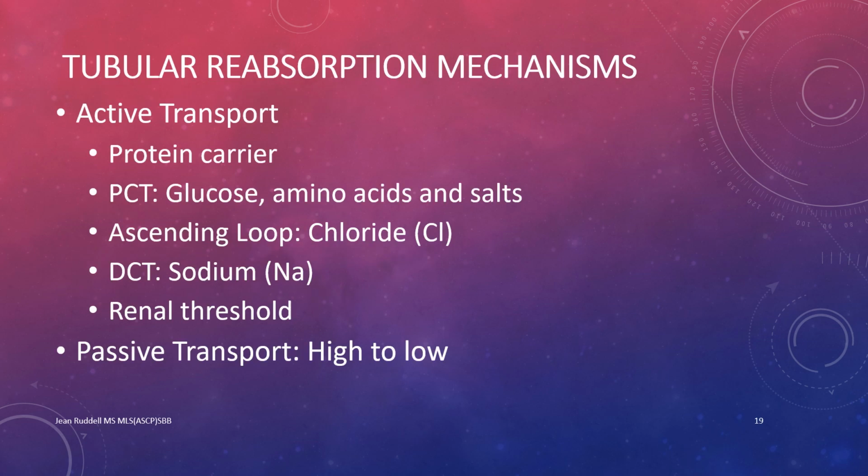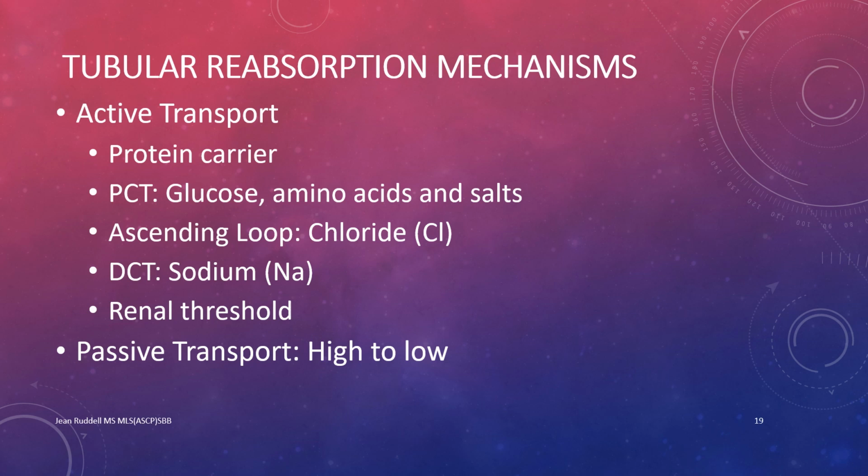Tubular reabsorption mechanisms. There are two mechanisms of tubular reabsorption, active and passive transport. In active transport, a protein carrier combines with the substance to reabsorb it across the membrane of the proximal convoluted tubule. These substances include glucose, amino acids, and salts, chloride in the ascending loop, and sodium in the distal convoluted tubule.